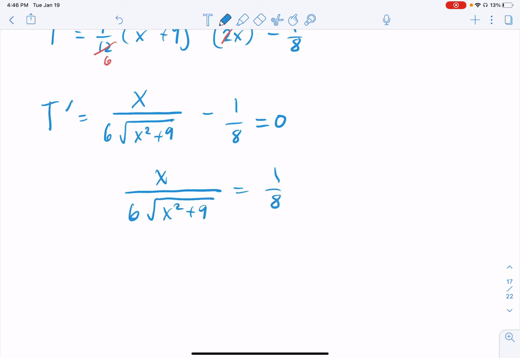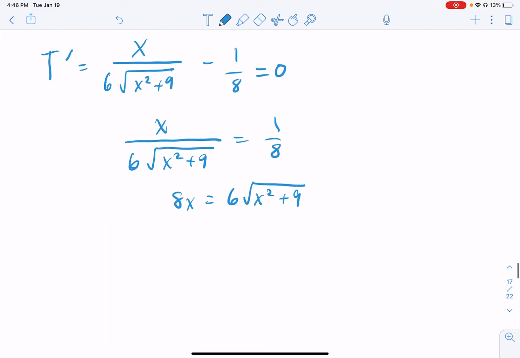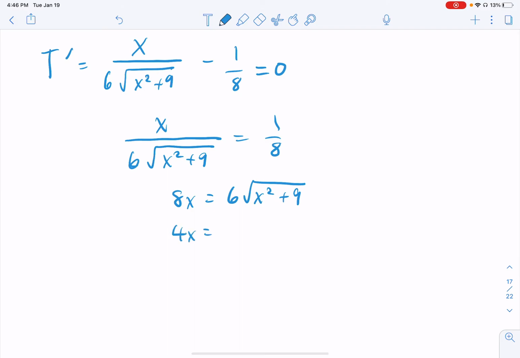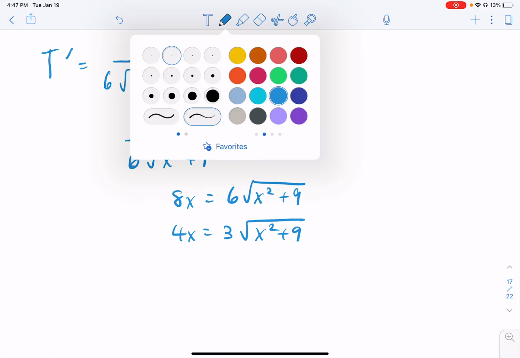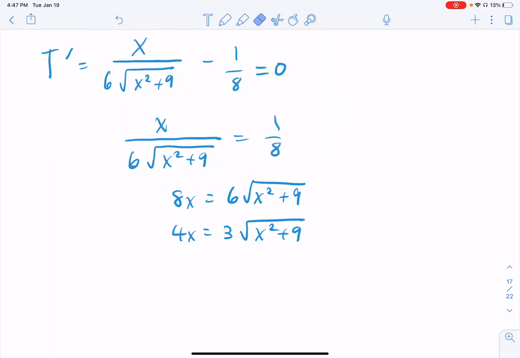All right, cross multiply. I get 8x is equal to 6 square root of x squared plus 9. Okay, notice that both sides are even. Let's divide them by 2. 4x is equal to 3 square root of x squared plus 9. Whew, okay, we have a radical equation. To solve a radical equation, you got to get rid of the radical by squaring both sides of this thing.